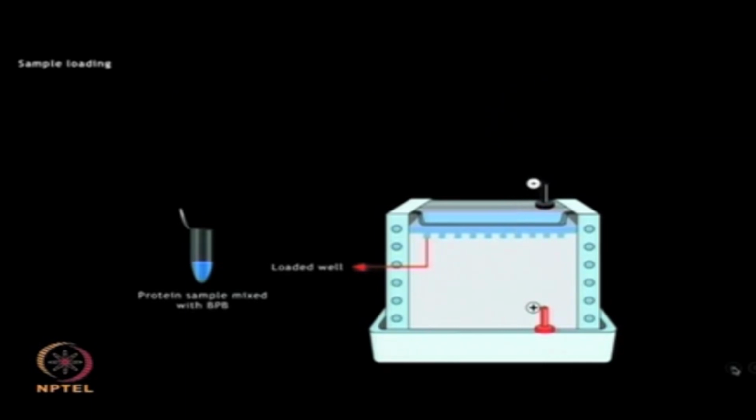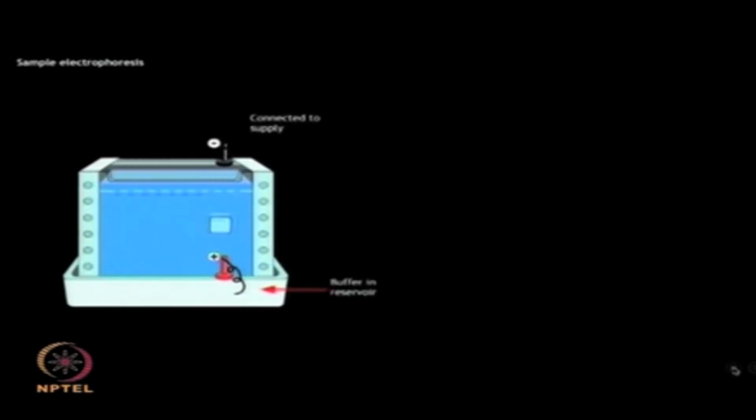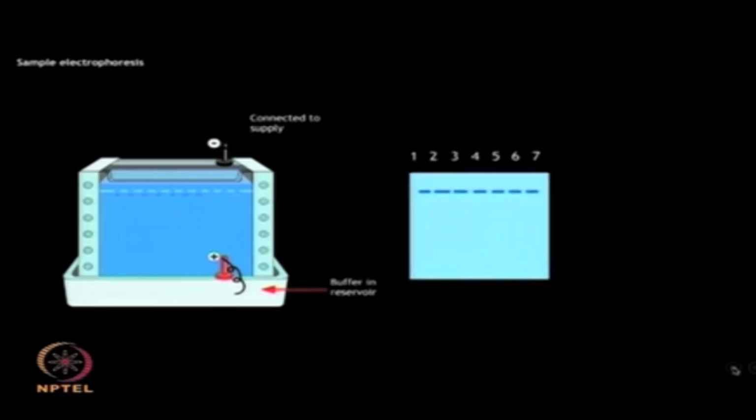Once all the samples are loaded, this unit can be placed into the electrophoretic unit and a direct current supply of around 100 to 350 volts can be passed, depending upon the size of the gel, for a time sufficient to separate the protein mixture into discrete bands based on their charge to mass ratio. The progress of electrophoresis can be observed with the help of a tracking dye. The larger proteins are retarded in the gel and remain close to the point of application, while the smaller proteins migrate further along the gel. The gel can then be stained with Coomassie brilliant blue and viewed to observe various discrete protein bands.